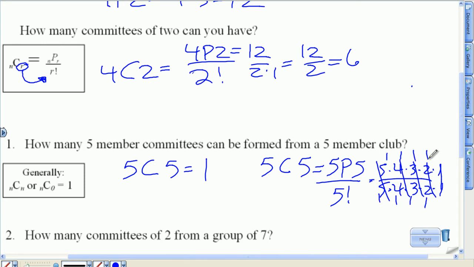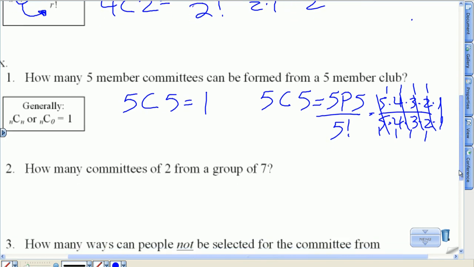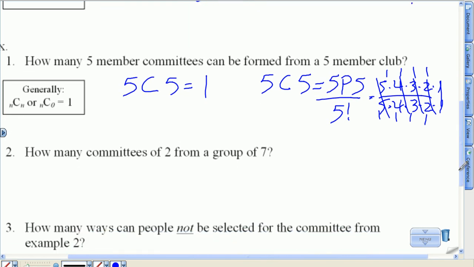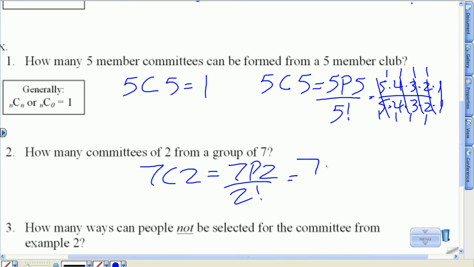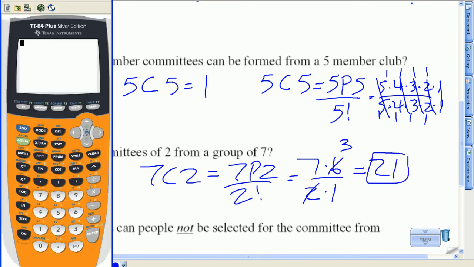Okay. How many committees of 2 from a group of 7? You have 7 persons. You are going to choose 2 of them. That is 7P2 divided by 2 factorial. 7 times 6 divided by 2 times 1. 2 goes into 6 3 times. That's 21. Let's use the calculator to get the same answer.